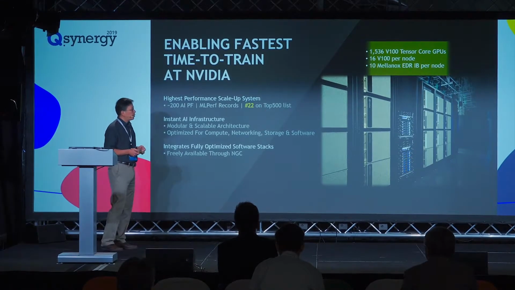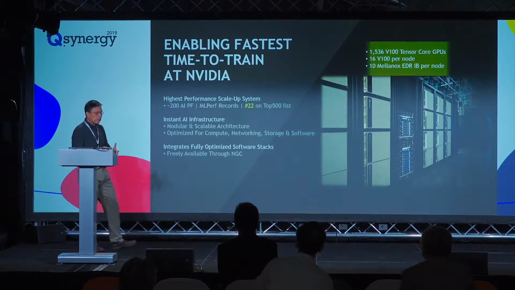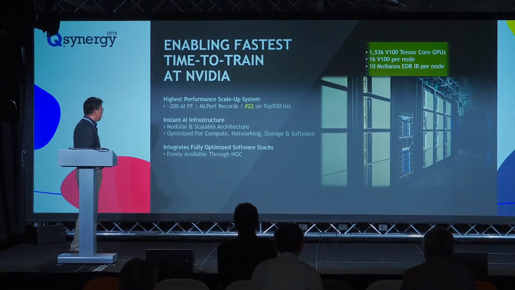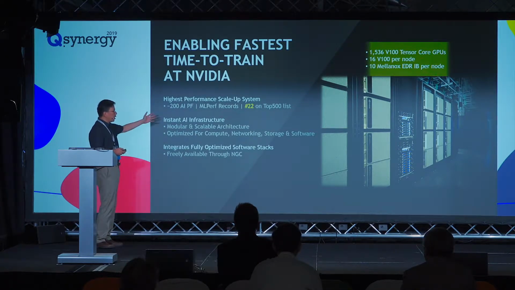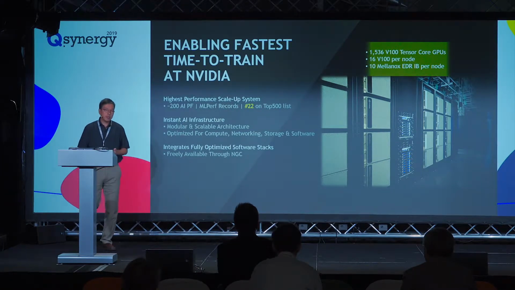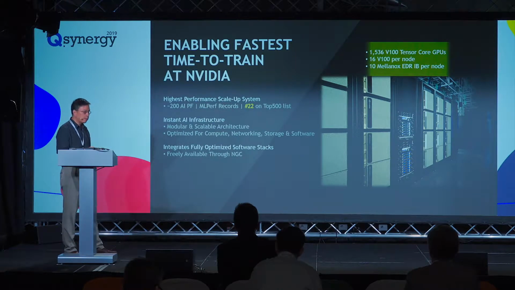So we have basically 96 nodes, 16 V100 GPUs per node, and every node has 100 gigabit networking connections. I think Shankar mentioned earlier today in the keynote that it's actually number 22 on the Top500 list. It's a massive computer, but it is a tool that is essential for the productivity of our data scientists.